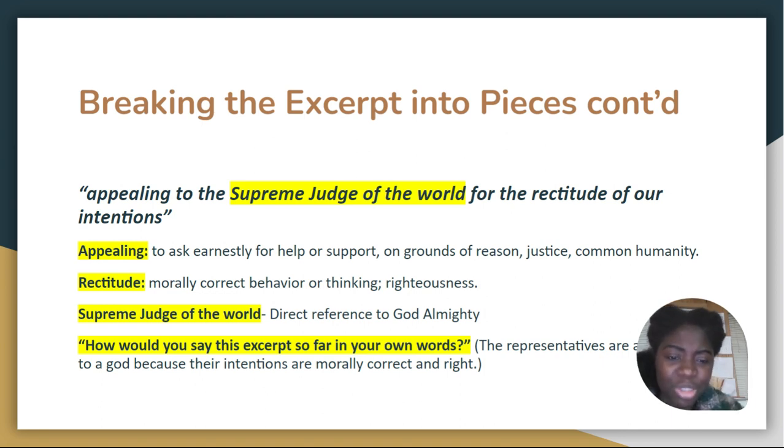Let's look at what rectitude means. Rectitude means morally correct behavior or thinking. So they are summoning the Most High God for help, and they're basically saying that their actions are just and righteous. The rectitude of our intentions. We have good intentions. So, how we would say that in our own words, is that the representatives are appealing to the Most High God, God Almighty, because their intentions are morally correct or right, or so they thought. In their eyes, that's what they thought.